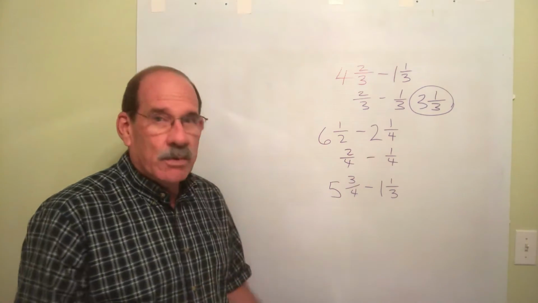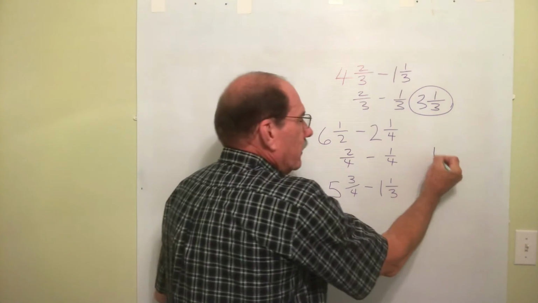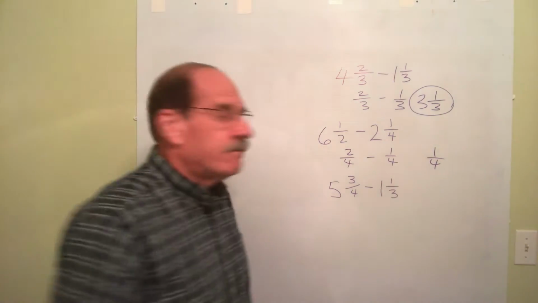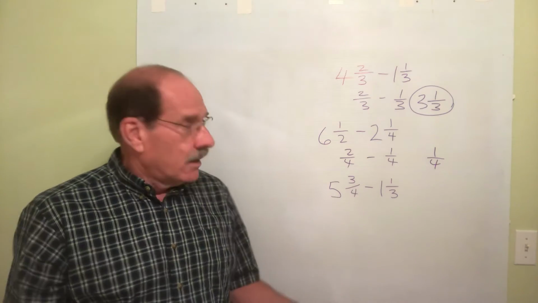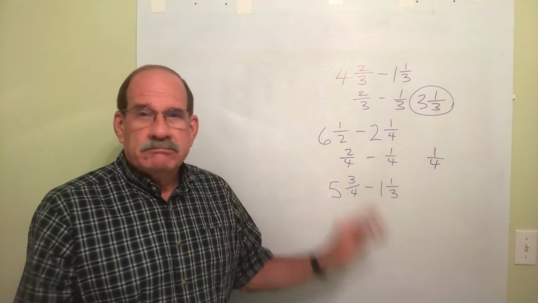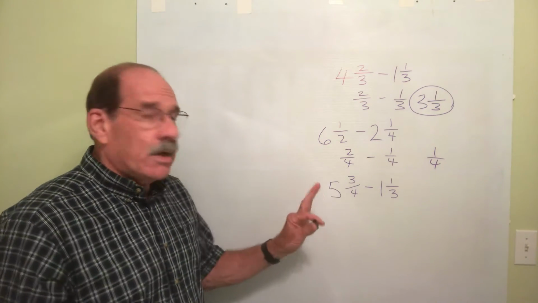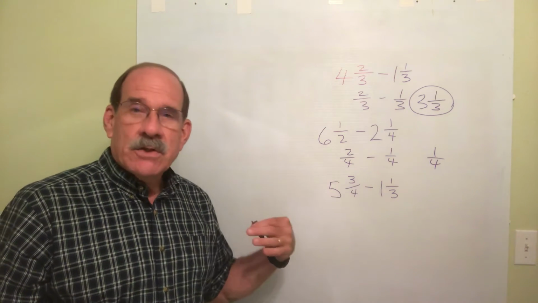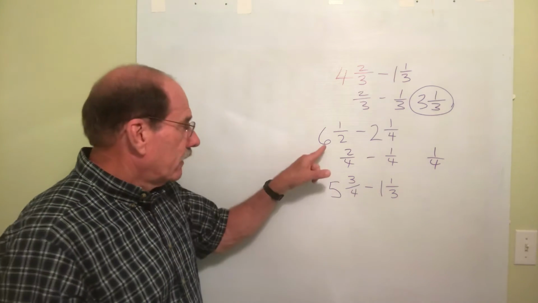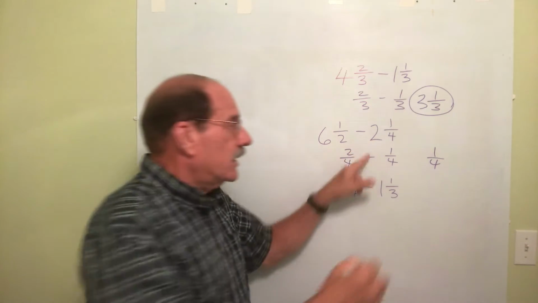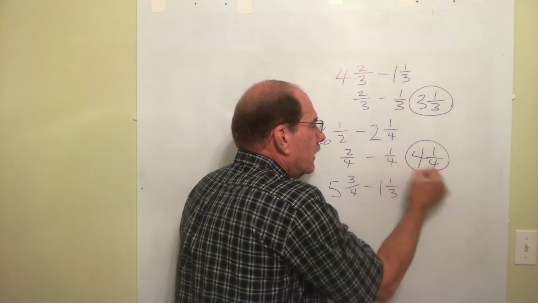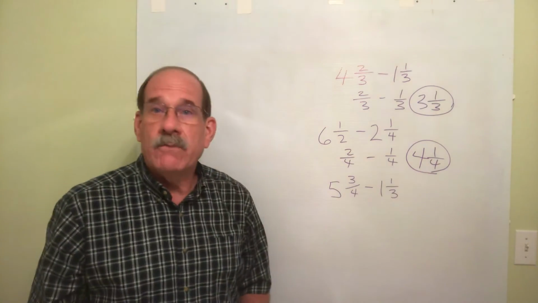Well, 2 minus 1 is 1. So that is 1/4. That's the fraction part. Can we reduce? No. As far as it'll go. So we're good on the fraction. Now let's go back and pick up the whole numbers. 6 minus 2 is 4. There we have it. 4 and 1/4.